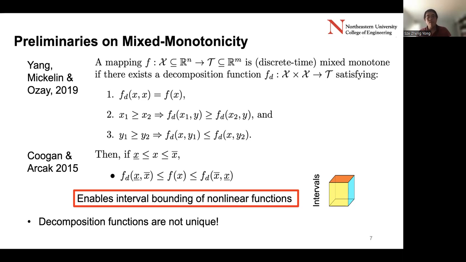So we want to ask the question, can we tractably find some decomposition functions that will be as tight as possible? Actually, it can be shown that the tightest decomposition function generally will involve some nonlinear optimization problem that will give us the decomposition functions, but they are generally difficult to solve.